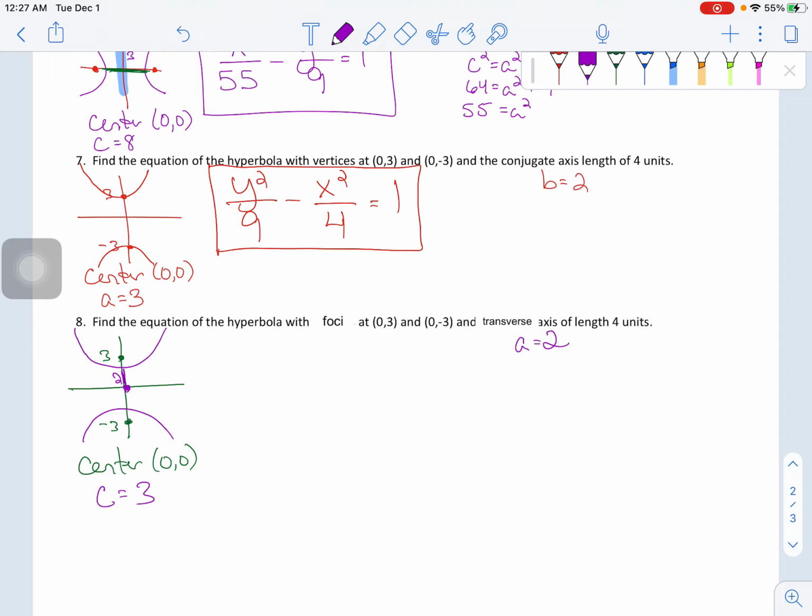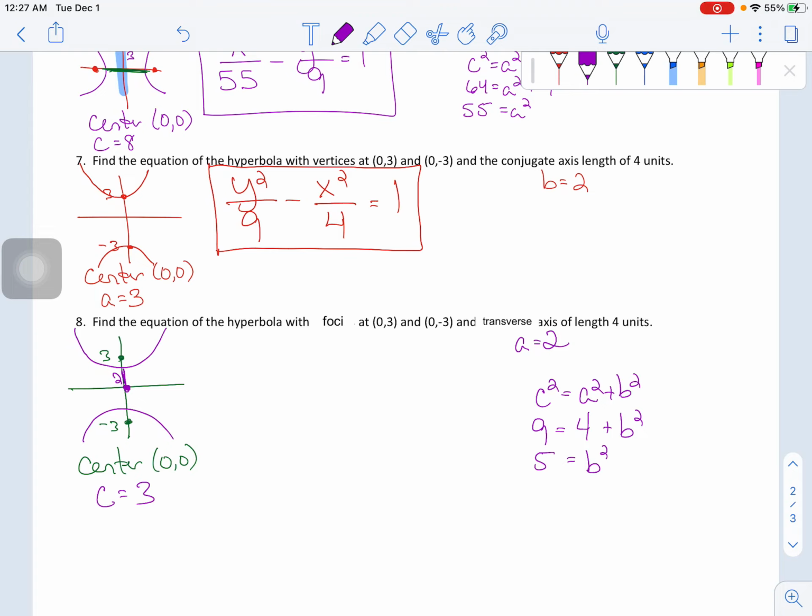Now in this case, I do actually need to know what B is, so I am going to use that equation. So C squared is equal to A squared plus B squared. And this will let me solve for B squared. So let's see. C squared is going to be 9. A squared is 4 plus B squared. So B squared is equal to 5.